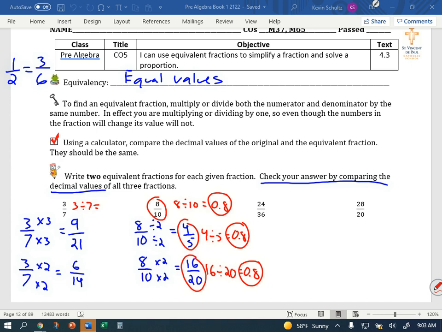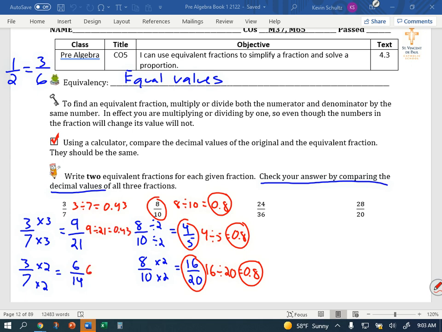So 0.43 after you round it? Okay. So 0.43 after rounding to the nearest hundredth. 9/21 should be the same ugly decimal, right? When you divide 9 by 21, you should get the same long decimal that you can then round to 0.43.